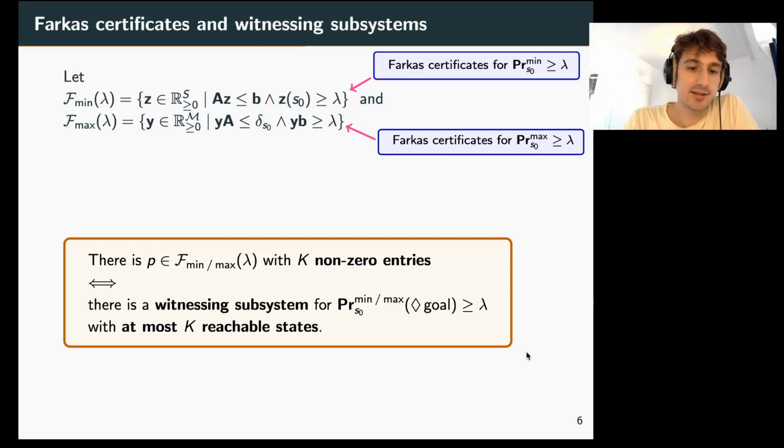So this lets us, for example, say that if we want to find small witnessing subsystems with few reachable states, we may as well search for vectors in these polytopes that have many zero entries. And this is the key idea that SWITSS uses to compute witnessing subsystems.